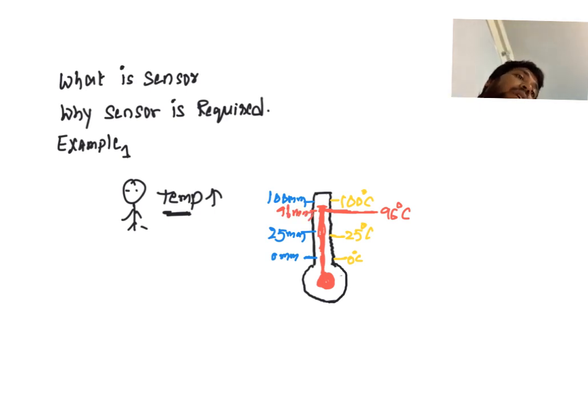Now in this particular example, if you understand clearly, you can notice that the temperature is actually converted into the displacement of the mercury column. So temperature is converted into displacement. Let us consider the displacement of the mercury column as x. That means if the temperature is increased, then the displacement of the mercury column also increases, right?